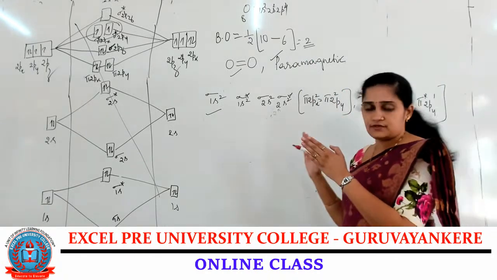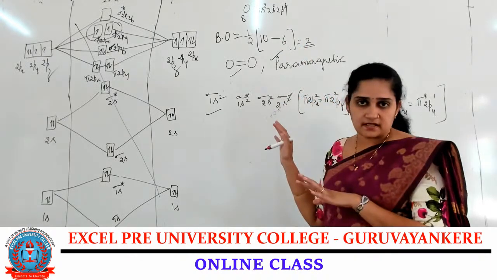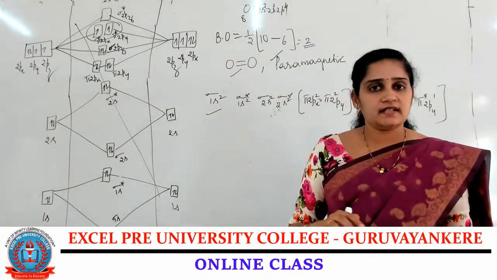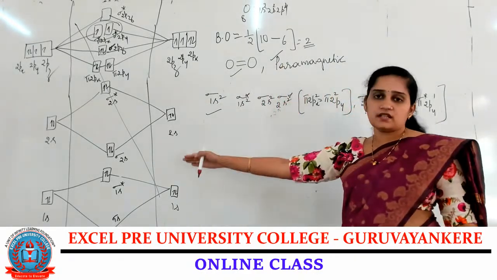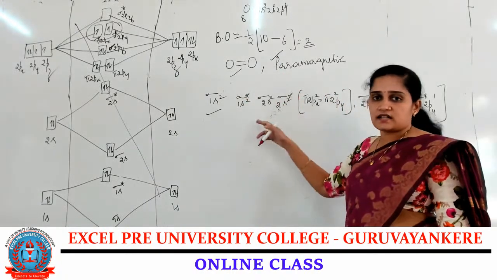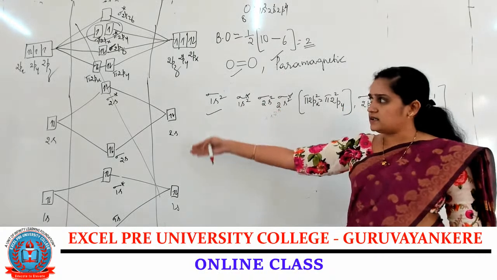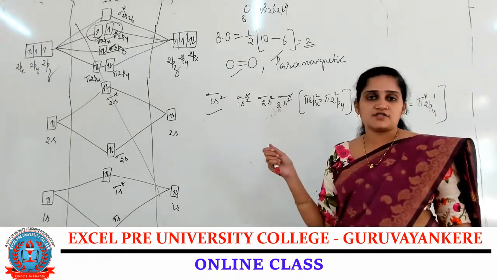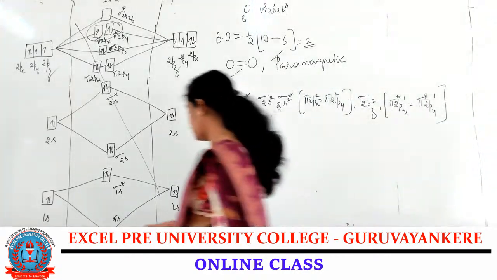If you feel it is easy to remember all those things, remember them. Otherwise, write the molecular orbital diagram so that you find it easy to write all those things. Without knowing these things, you cannot write the electronic configuration or the bond order. So better write the molecular orbital diagram, then calculate the bond order. So this is the end of the topic.